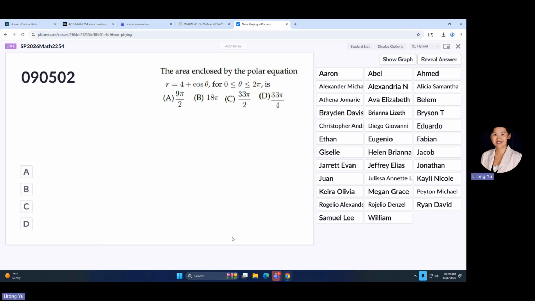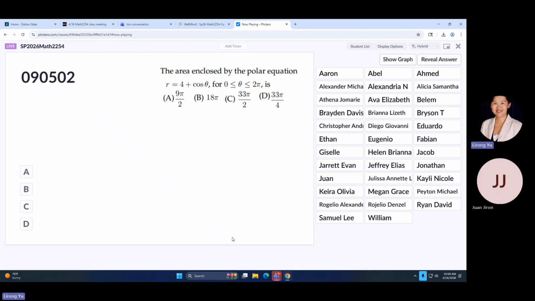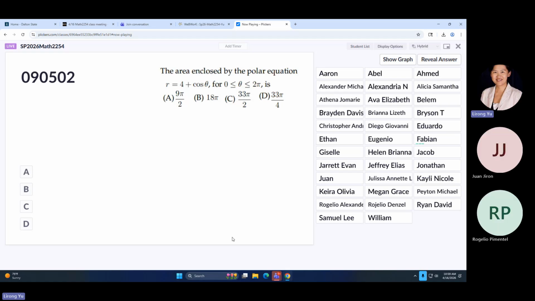So on the board, we have a question on area calculation in polar coordinates. The formula is A equals 1/2 integral of r squared d theta. For example, r equals 4 plus cosine theta. So we will calculate 1/2 integral of (4 plus cosine theta) squared d theta.